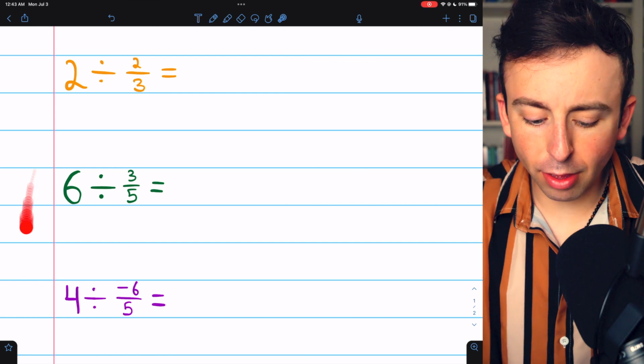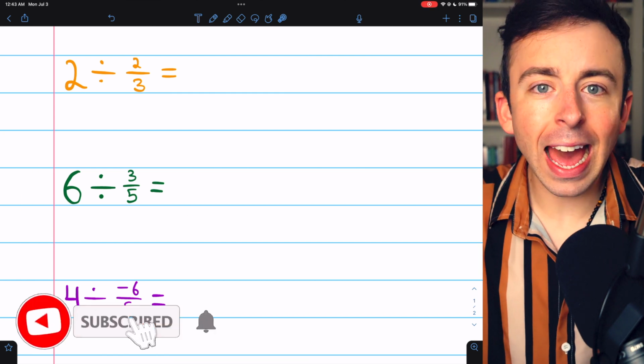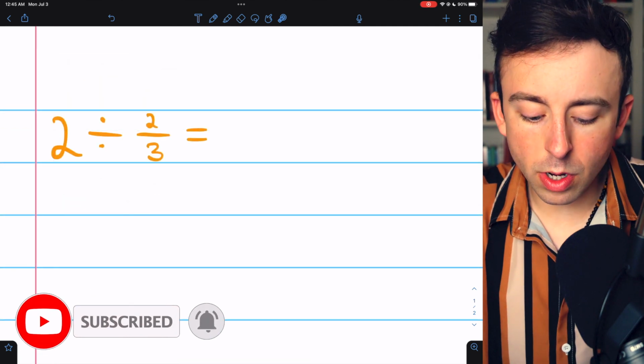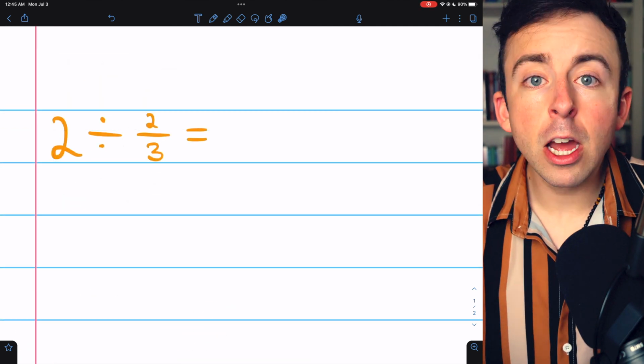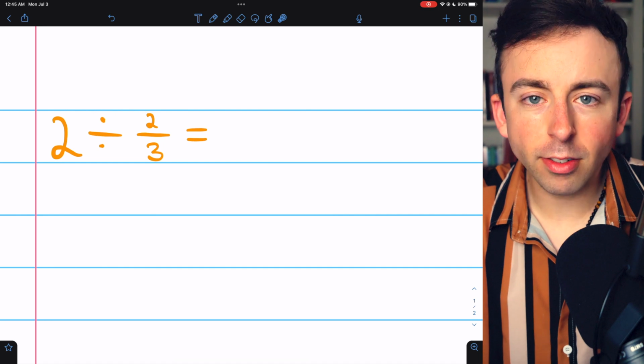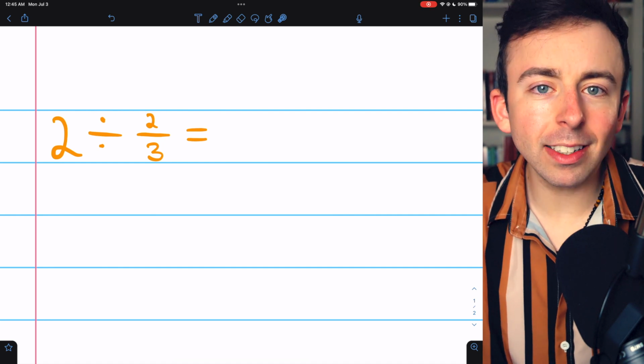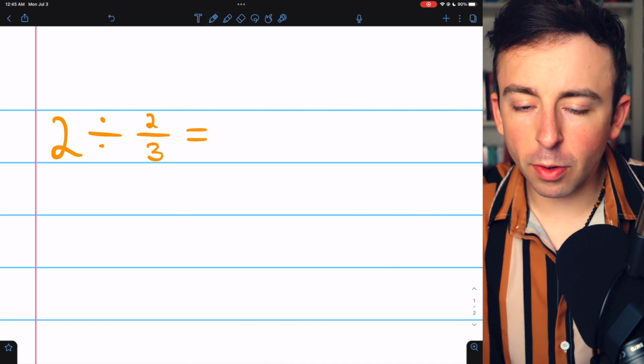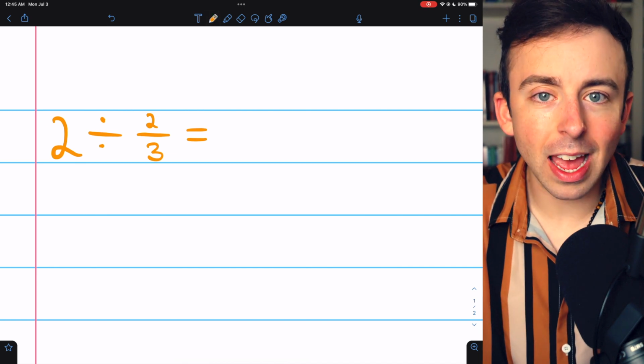Let's do these 3 division problems to learn how to divide whole numbers by fractions, beginning with 2 divided by 2/3. Remember, this is division, so we're asking how many times does 2/3 go into 2? To figure that out, there are basically 2 steps.